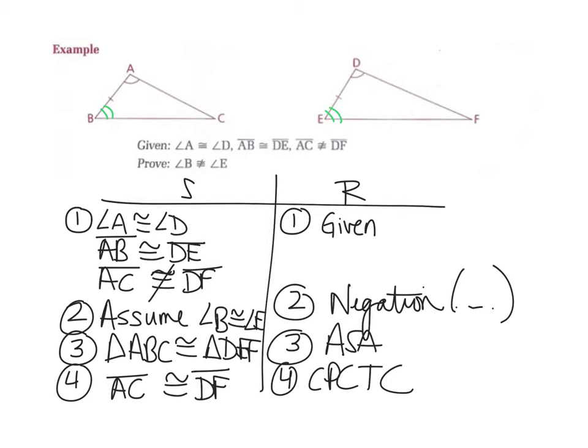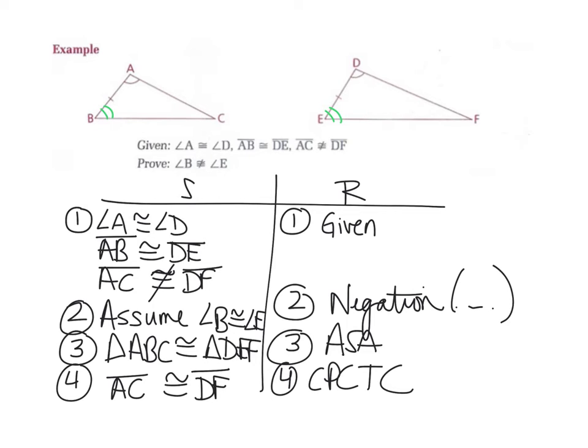However, this is where you'd write a sentence. Your sentence could say, this is impossible, since you've just proven the opposite of given information. So you would say that this is impossible, since segment AC is not congruent to DF. That's in the given. That's impossible. So you would then say, our assumption was false, and angle B is not congruent to angle E, because this is the only other possibility.